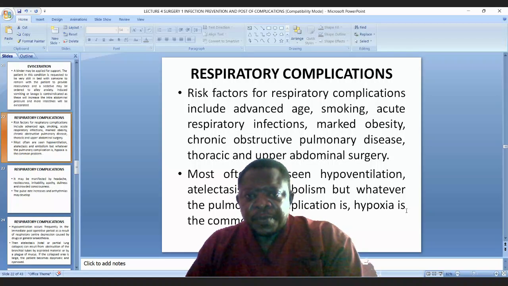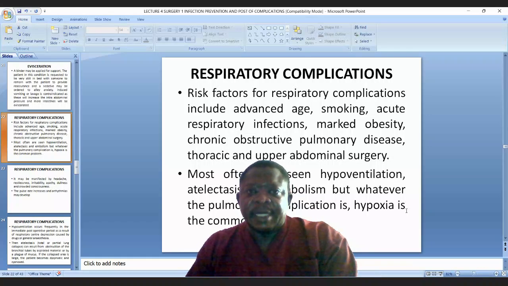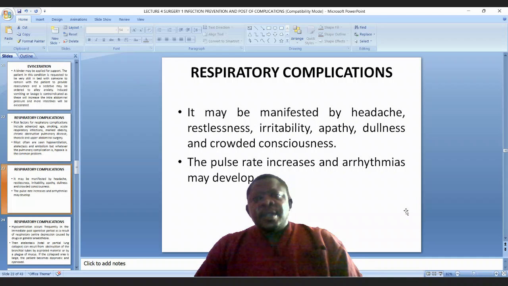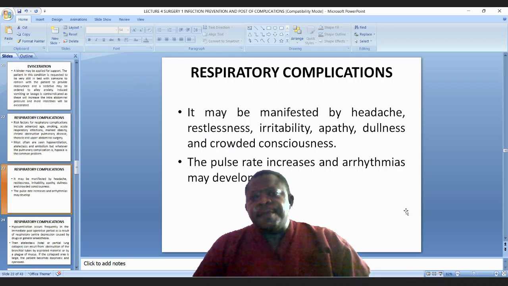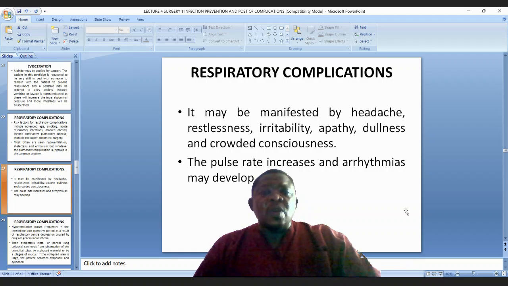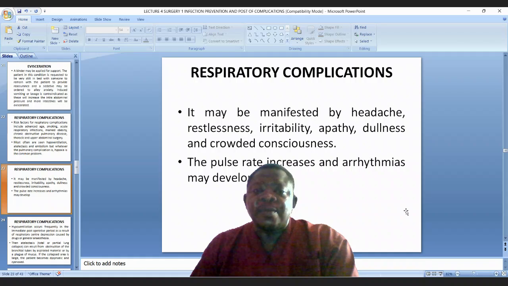Okay, so the common problem seen, especially in the immediate postoperative care, is hypoxia, because of surgery or as a general complication of surgery in the immediate postoperative phase. It may be manifested by headache, and the patient may also have restlessness because of hypoxia, irritability, apathy, dullness, and clouded consciousness. The pulse rate will increase, and arrhythmias may also develop because of hypoxia.